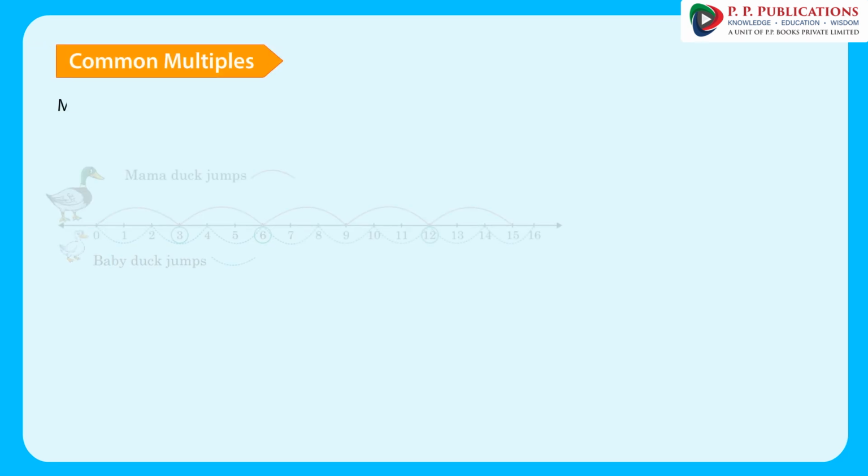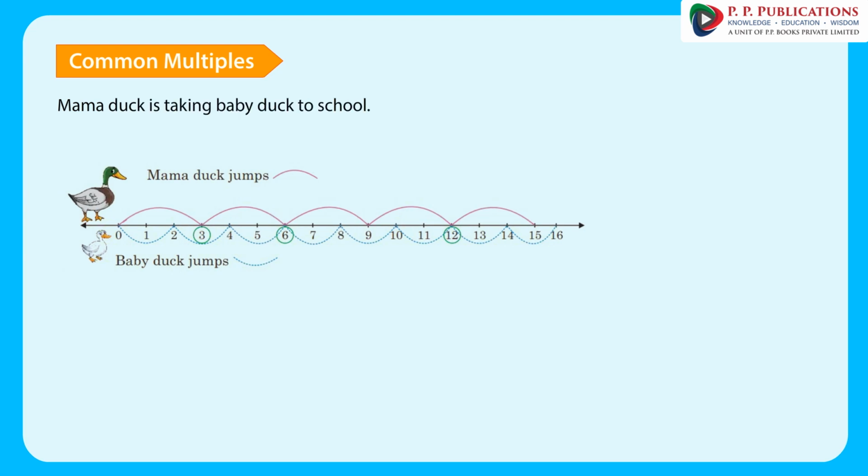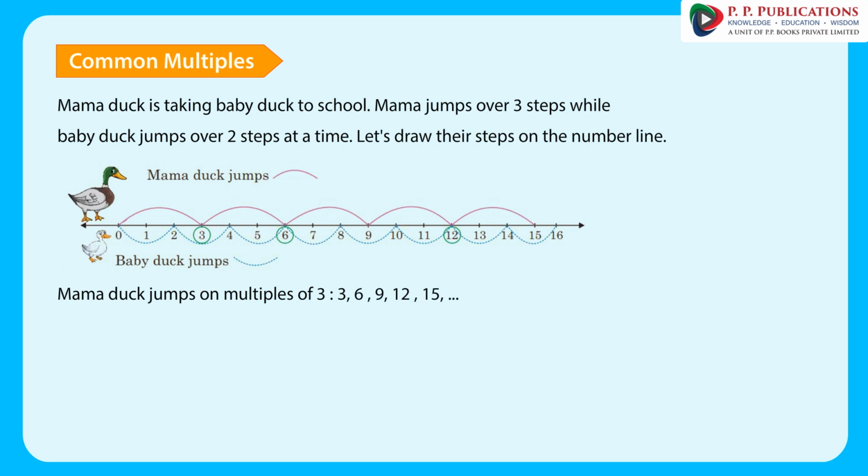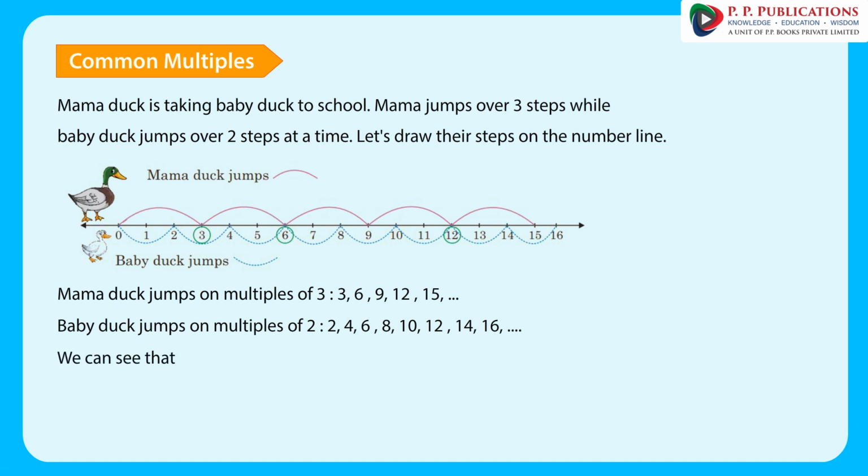Common multiples. Mama duck is taking baby duck to school. Mama jumps over 3 steps while the baby duck jumps over 2 steps at a time. Let's draw their steps on the number line. Mama duck jumps on multiples of 3: 3, 6, 9, 12, 15 and so on. Baby duck jumps on multiples of 2: 2, 4, 6, 8, 10, 12, 14, 16 and so on. We can see that both of them jumped on 6, 12.